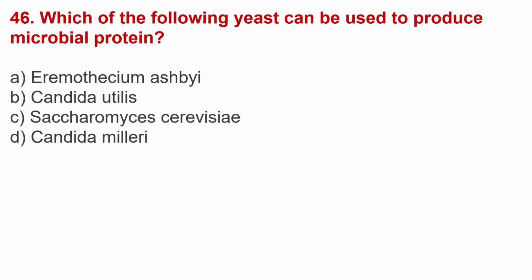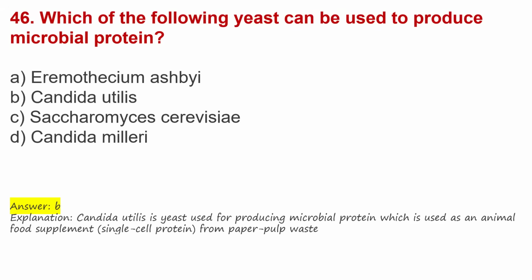Question 46. Which of the following yeasts can be used to produce microbial protein? A. Eremothecium ashbyii. B. Candida utilis. C. Saccharomyces cerevisiae. D. Candida milleri. The answer is Candida utilis. This yeast is used for producing microbial protein, which is used as an animal food supplement, that is single cell protein, from paper pulp waste.